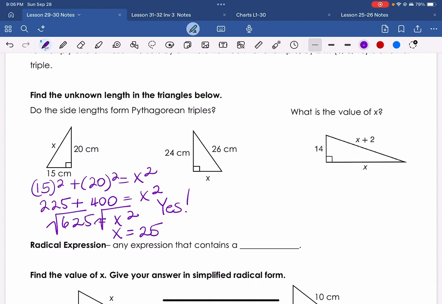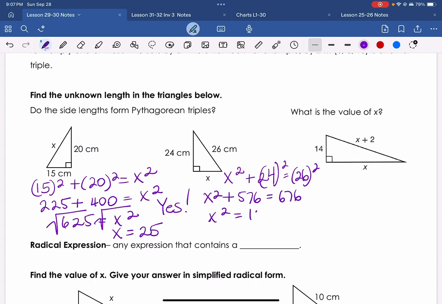Okay, let's see how you did. We have x squared plus 24 squared equals 26 squared. So we have x squared plus 576 equals 676. Subtract to the other side, you get 100. Take the square root, x equals a beautiful 10. So we say yes, it is a triple.